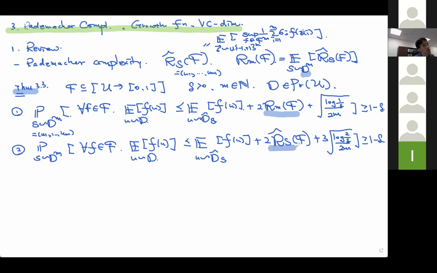Instead, the quantity below consists only of things we know. We know the function class F. We also know the samples, which is the capital S. So the quantity below consists of only those things that we know, so that in theory we can compute this upper bound in the second statement. And that's why the second statement is useful.